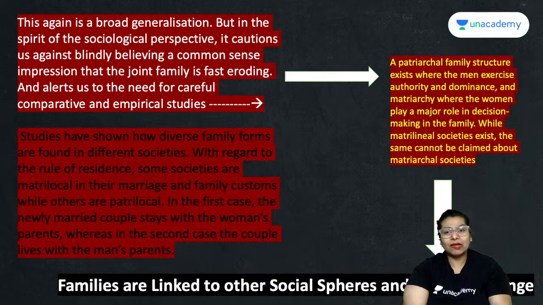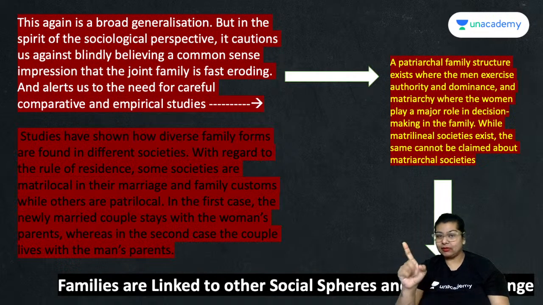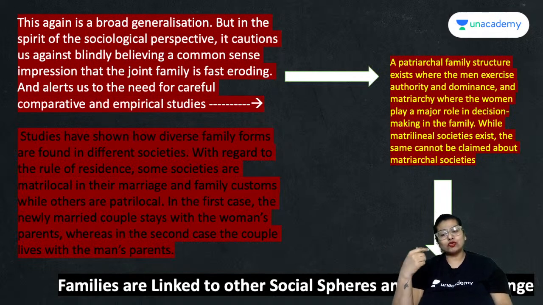So, what is a patriarchal family structure? This exists when men exercise authority and dominance, and in matriarchy the women play a major role in decision making of the family, for example, by being the breadwinners or the sole homemakers. There are also matrilineal societies, and the same cannot be claimed about matriarchal societies. Matrilineal, matriarchal, know the differences. Families are linked to the social spheres and they change, as I told you, due to so many reasons.